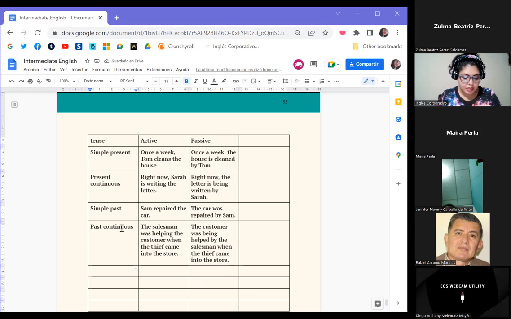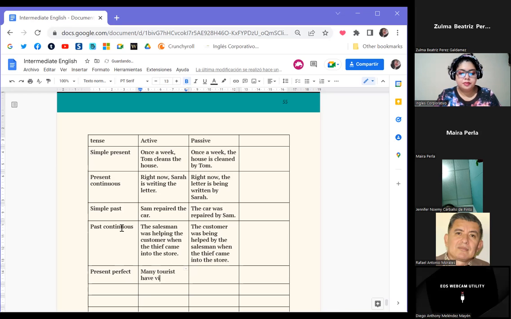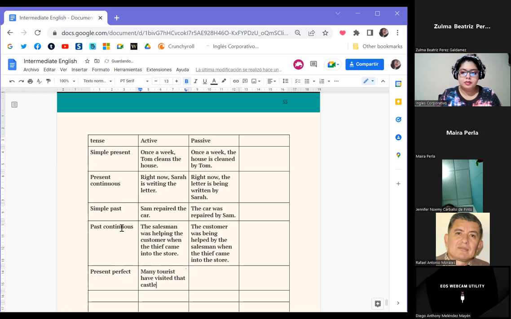Then we have present perfect. Many tourists have visited that castle. And the passive is that castle has been visited by many tourists.